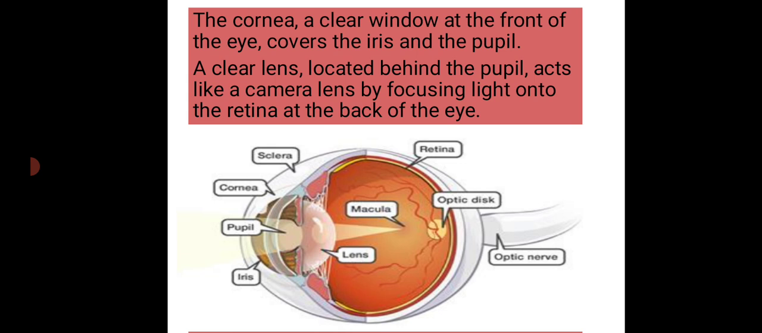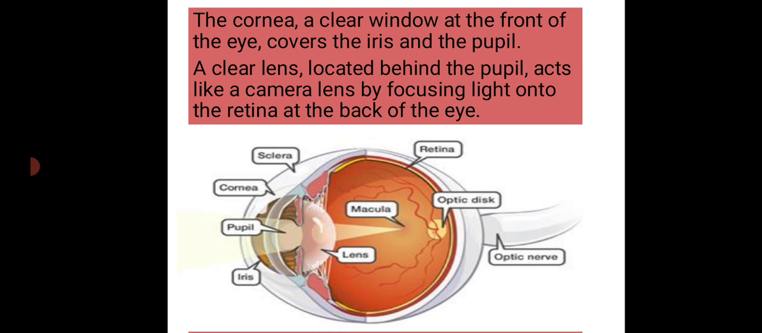The clear lens is located behind the pupil, and it acts just like a camera. It does that by focusing light onto the retina that is at the back of the eye. So the lens focuses light onto the retina.